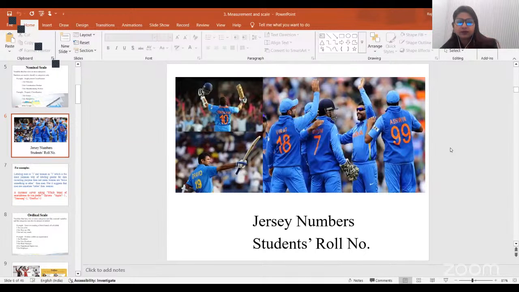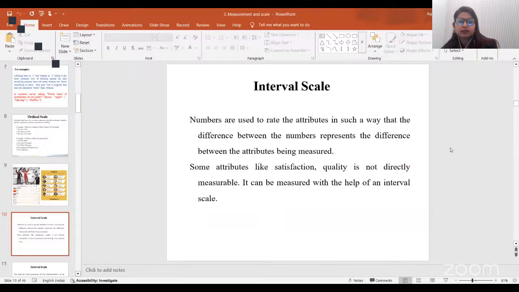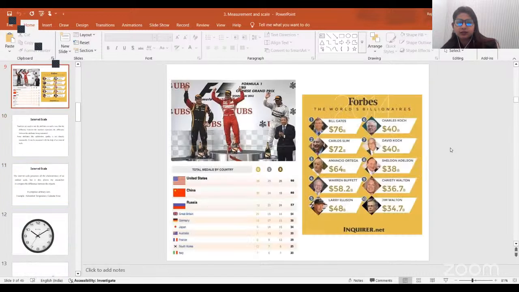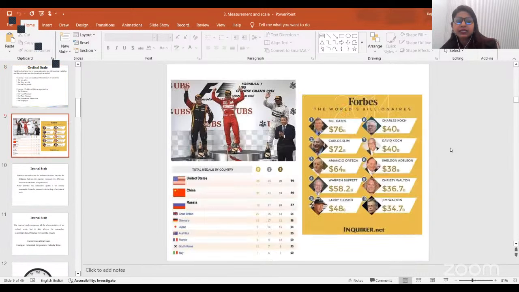Okay. Next is ordinal. Ordinal scale is when, under ordinal, first we have to categorize the data, and second we have to rank the data, right?